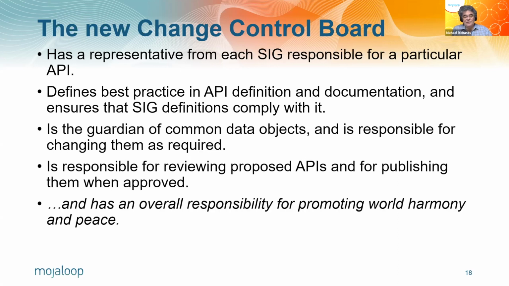And it has an overall responsibility for harmony and world peace, because it's possible to imagine a situation where a number of different work streams are going on, each of which may have its own API. And we need to make sure that all of those are producing something which is fitting in with an overall picture of what the Mojaloop switch is like and what it does.